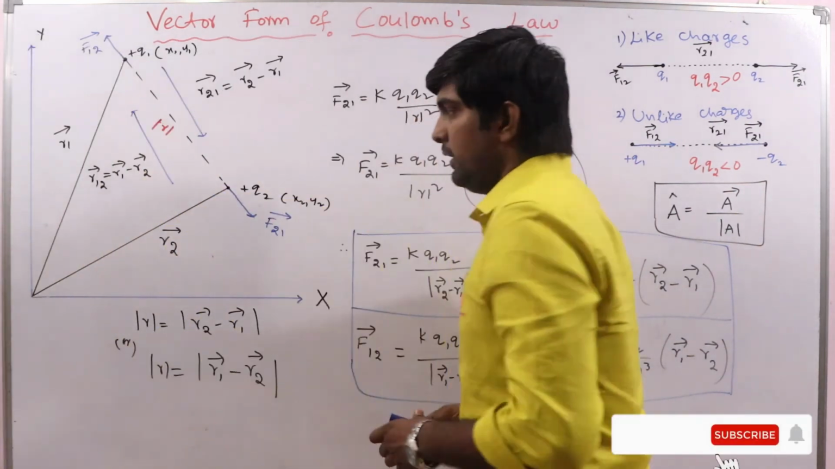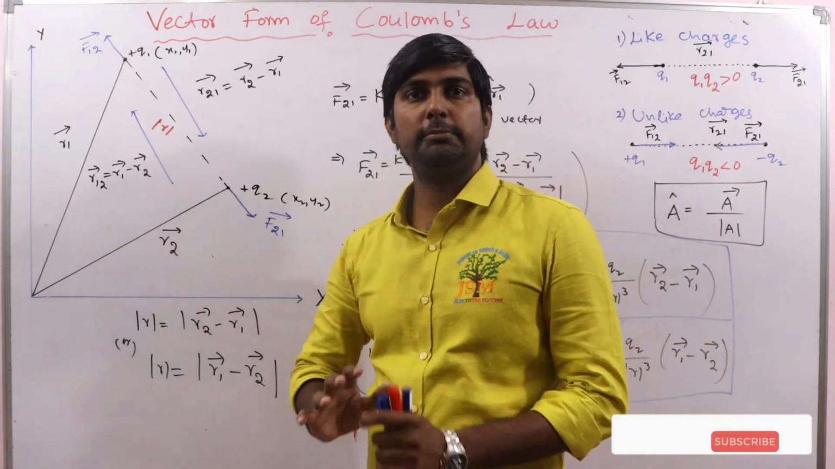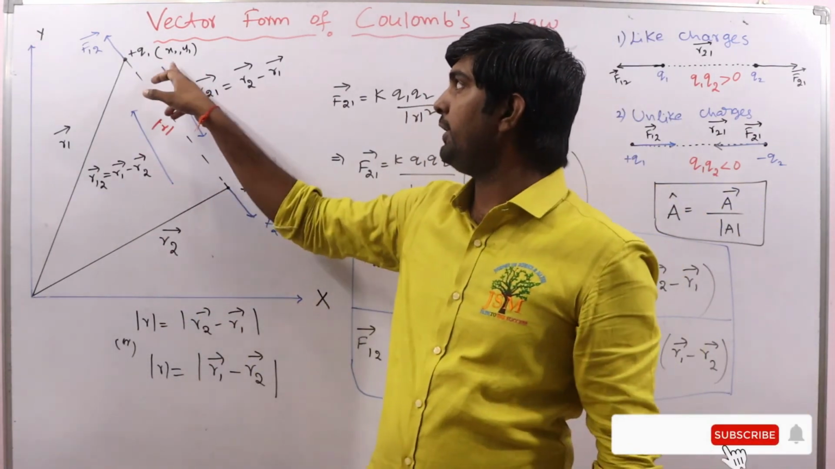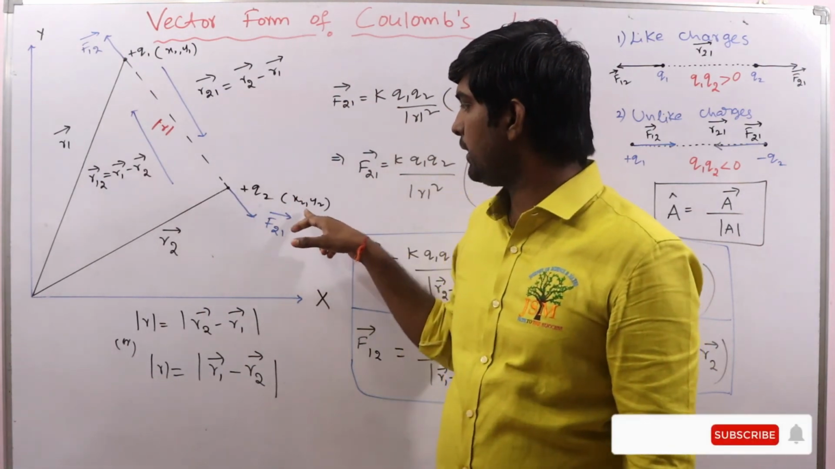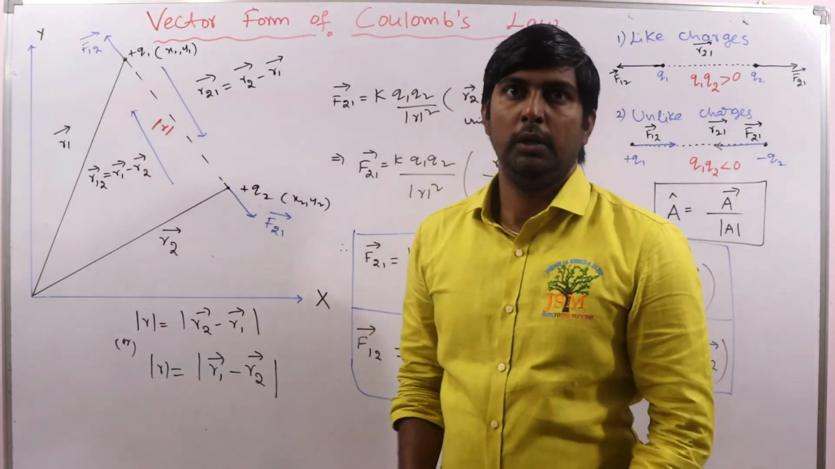Suppose if we consider this system in three-dimensional space, the coordinates will be x1 comma y1 comma z1 and x2 comma y2 comma z2. Clear?